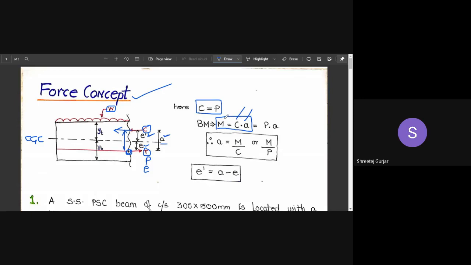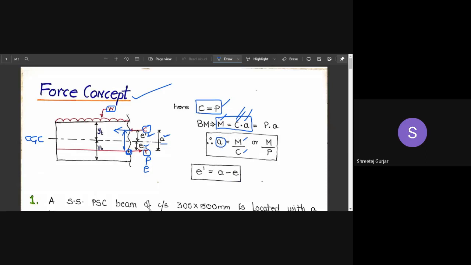We know the formula M equals C into a. We can calculate a because M is known and C is also known, since C is equal to P. Moment you can calculate as WL squared by 8, depending upon the loading and the location, at the center or at the quarter span. So M is known, C is known, and you can calculate a, the lever arm.